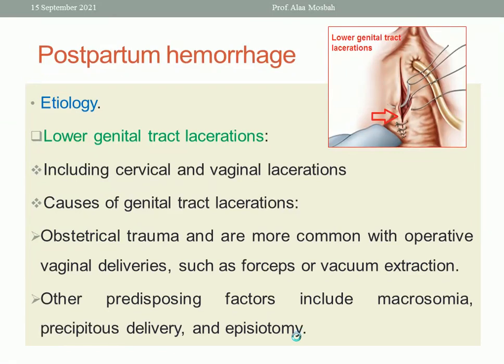In lower genital tract laceration, like cervical and vaginal laceration, we have a picture here of paravaginal laceration. Why does laceration happen? Due to obstetric trauma with operative vaginal delivery, like vacuum extraction or forceps delivery, or due to other causes like macrosomic baby, precipitous labor, and episiotomy.